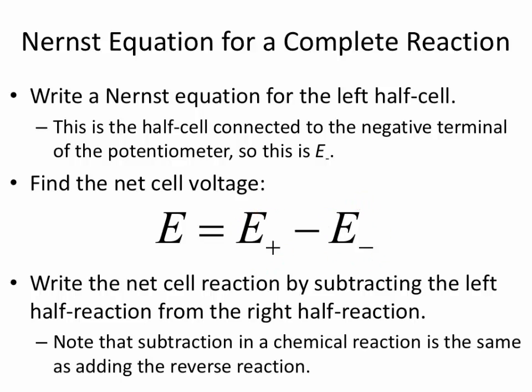We subtract E minus from E plus, and that gives us our overall E, which is sometimes written as E cell. So we then write the net cell reaction by subtracting the left half reaction from the right half reaction, and note that the subtraction in a chemical reaction is the same as adding the reverse reaction. In other words, instead of subtracting the reduction, we can add the oxidation reaction.